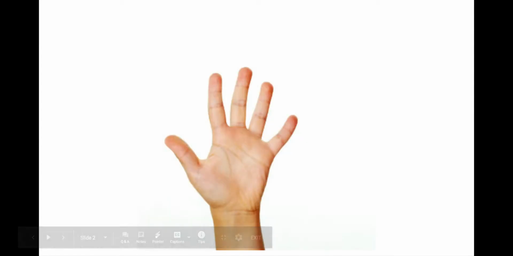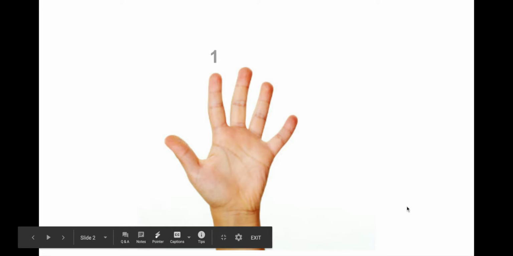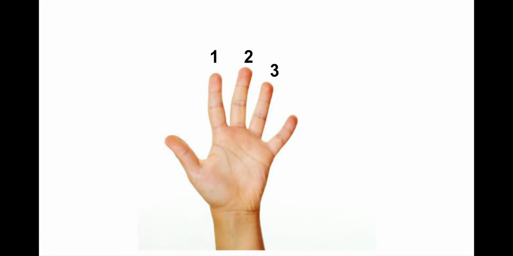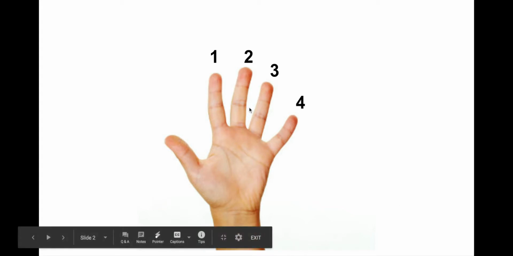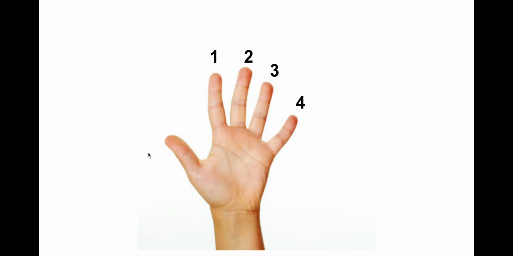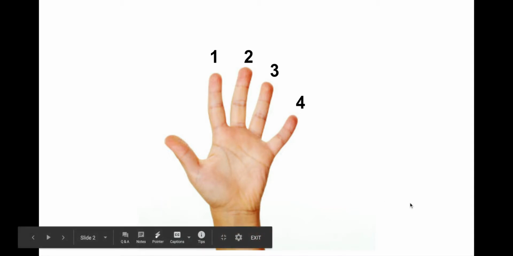Let's talk a bit about finger numbers when you're playing a stringed instrument. This is your left hand. Here's your finger 1, finger 2, finger 3, and finger 4. Remember, we are still not talking about the second finger. Let's just skip that one for now. Notice that the thumb does not have a number. That's because the thumb is not used to create a note on your instrument.